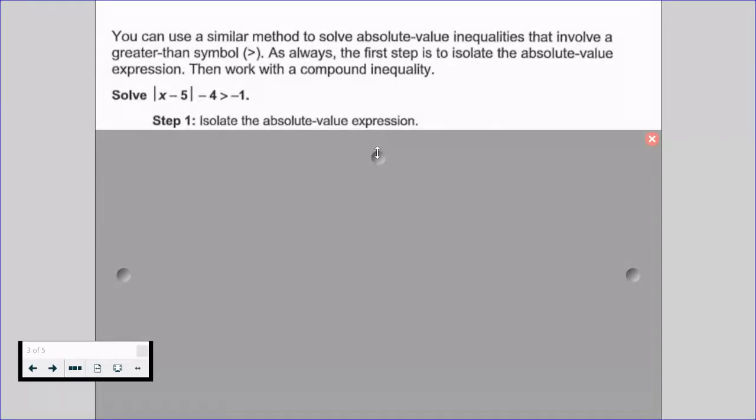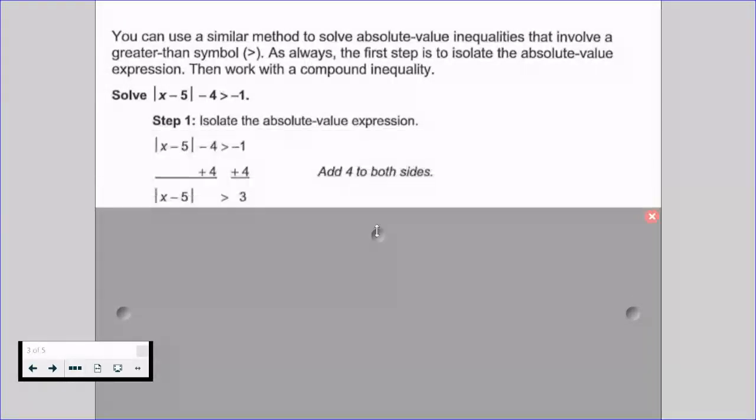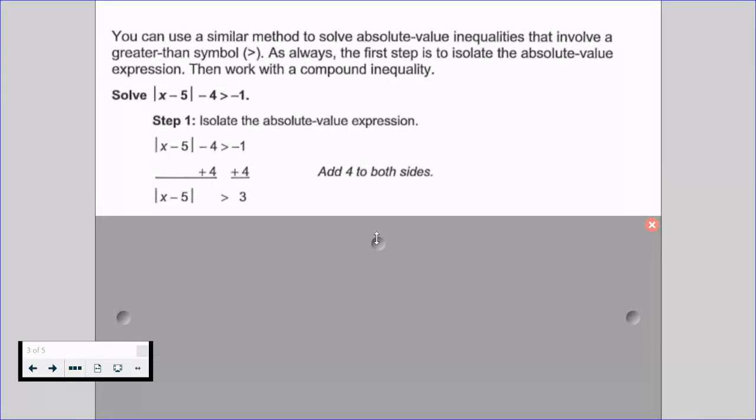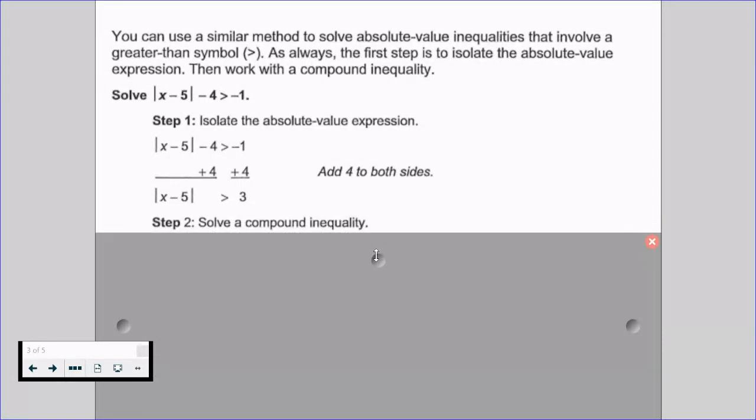The x minus 5 is its own expression inside that absolute value symbol, so we cannot combine anything here. We're going to have to add 4 to both sides. Now that we have the absolute value of x minus 5 all isolated, that's currently greater than 3, so we're going to solve a compound inequality.